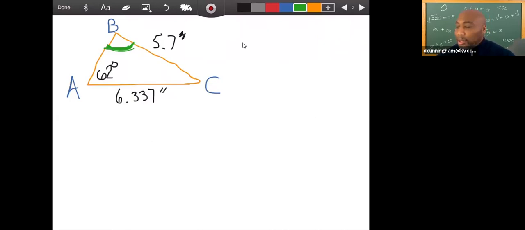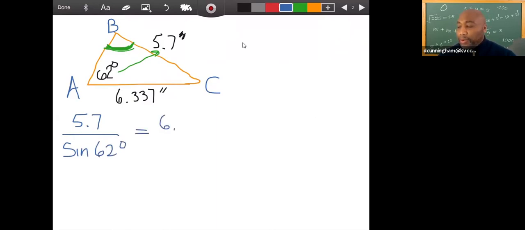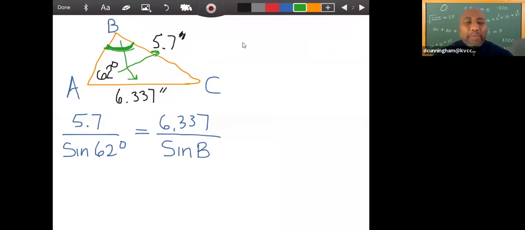So in our case, let's try to use the law of sines and see what happens. Here we have 5.7, a side, over the sine of 62 degrees. That's going to equal 6.337 over the sine of angle B. Again, we're looking at the angle and the side that's opposite it. That's how we set it up proportionally.